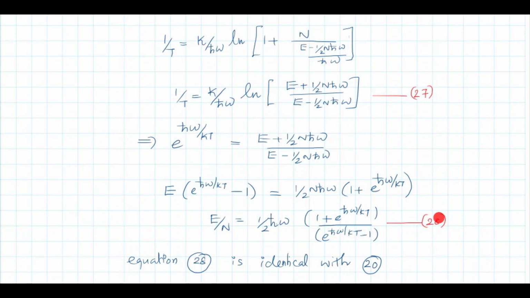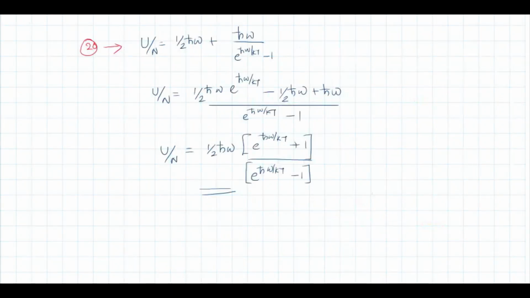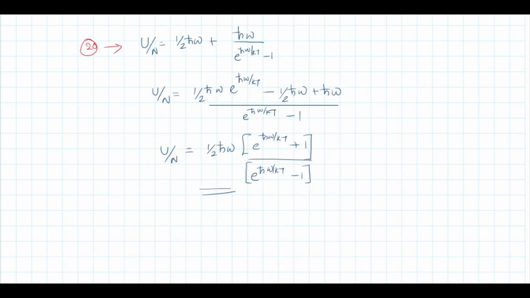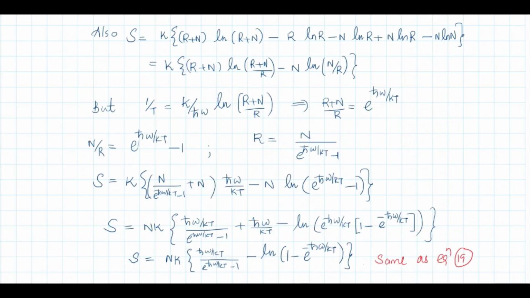This is equation number 28, and this equation 28 is identical with equation 20. What is equation 20? We have u by n is equal to ½ħω plus ħω divided by (e raised to ħω by kT − 1). So u by n, you take LCM and rearranging, you will get u by n is equal to ½ħω into (e raised to ħω by kT + 1) divided by (e raised to ħω by kT − 1). This is exactly the same equation. So we again are consistent with our results.